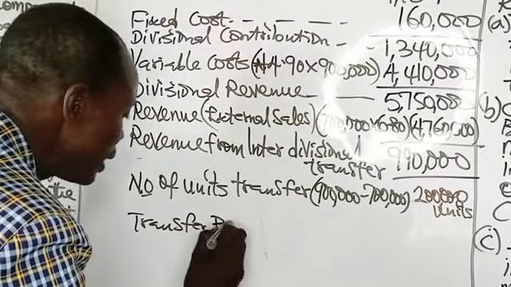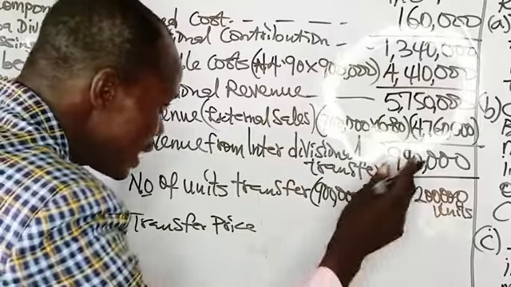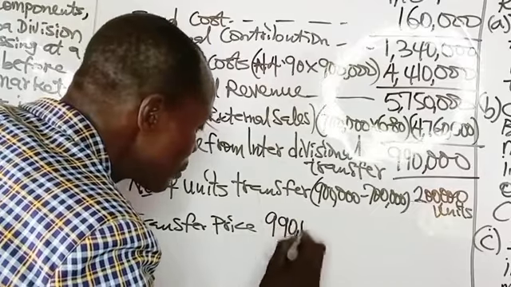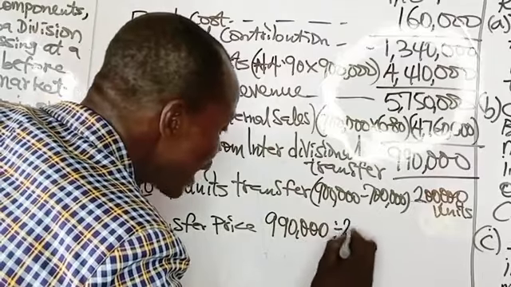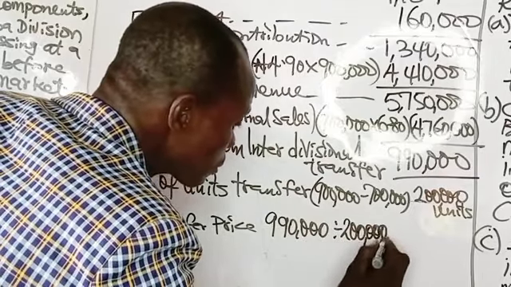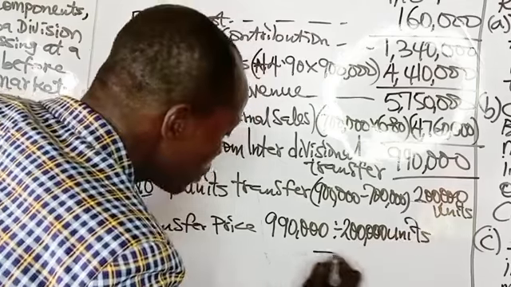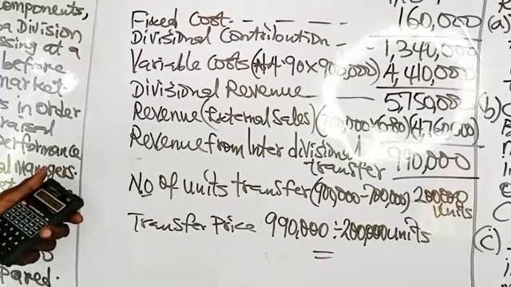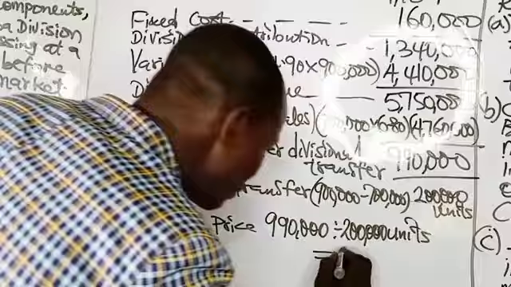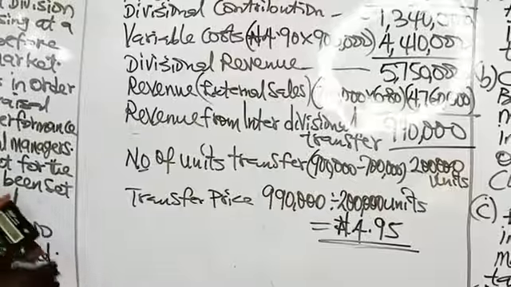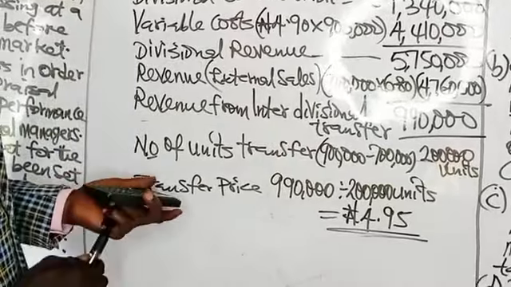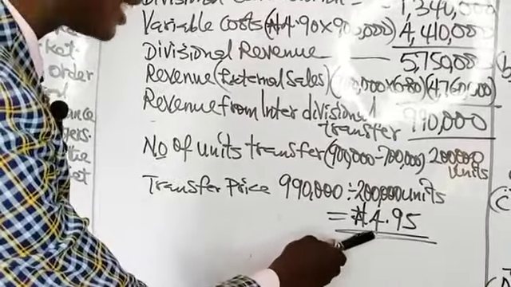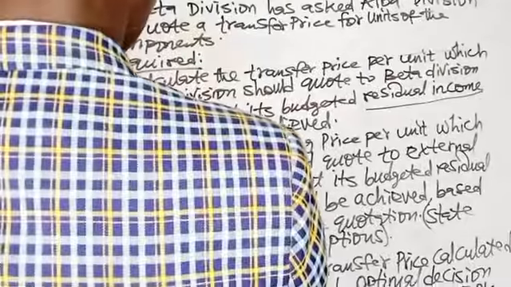So transfer price now will be 990,000 divided by 200,000 units. So we divide 990,000 by 200,000. So you'll be left with 4 naira 95 kobo. So this is the ideal transfer price. That is the transfer price to achieve the targeted residual income. That is the solution to the A part of the question.